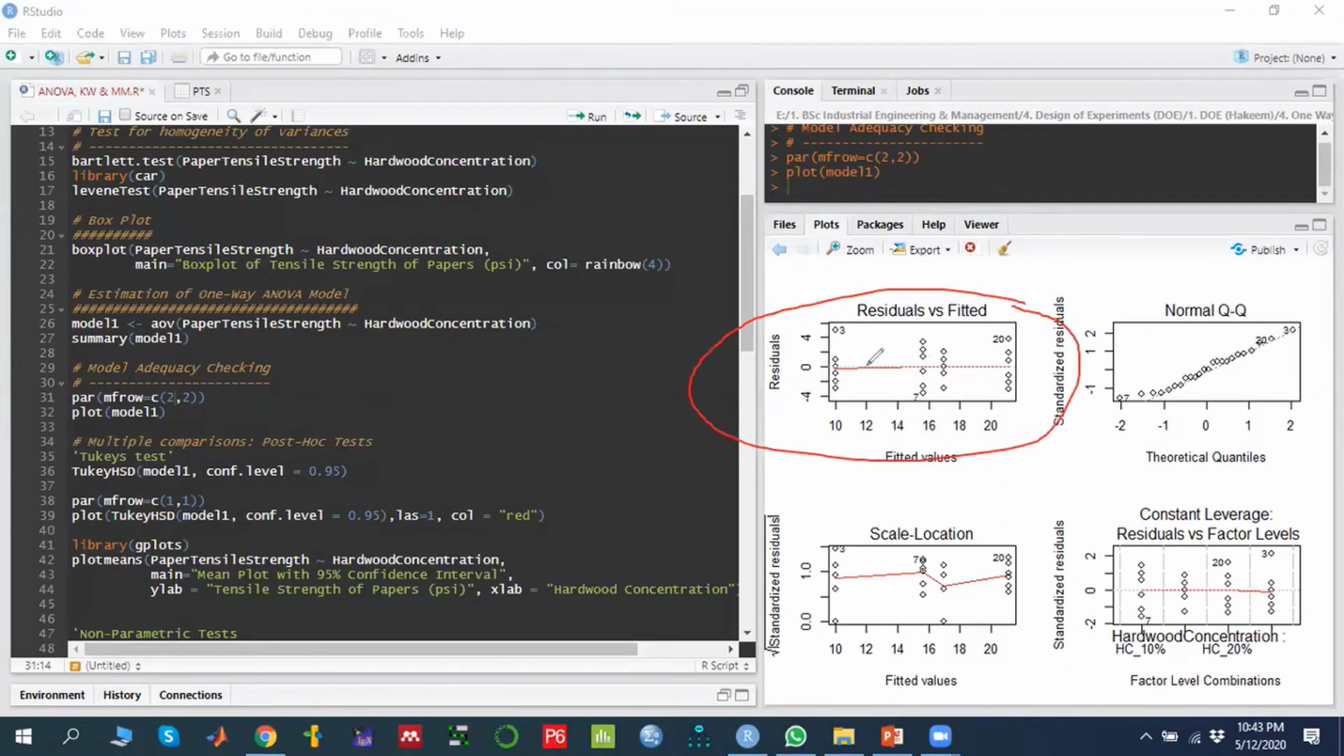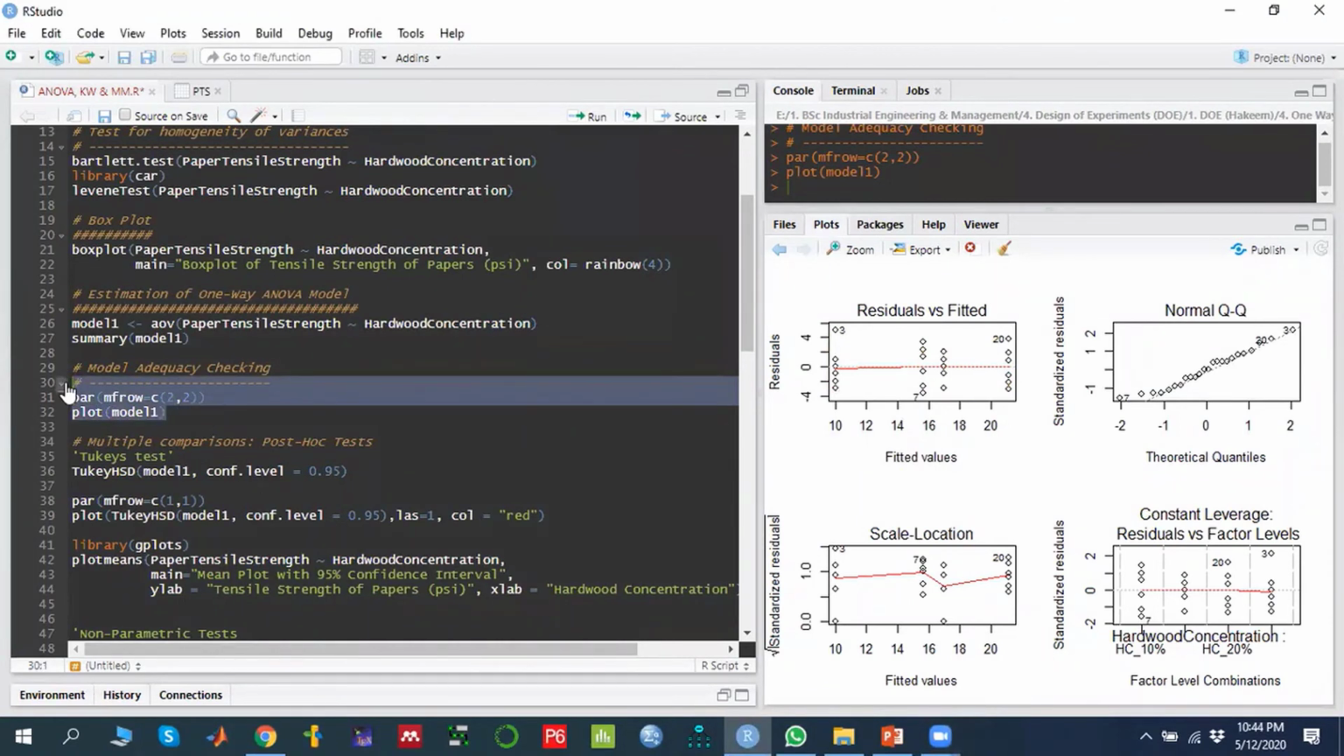It seems that there is no trend. There are no peaks in the residuals versus fitted value plot. So it seems that the variances are also constant. That means we can say that this ANOVA model is accurate for this data set, because the residuals follow the normal distribution, and the second thing is the residuals versus the fitted value must have constant variance, which is the case over here.